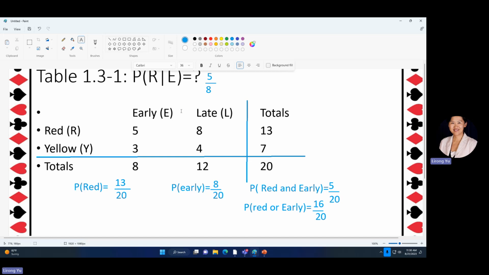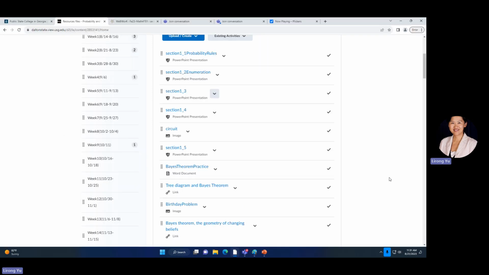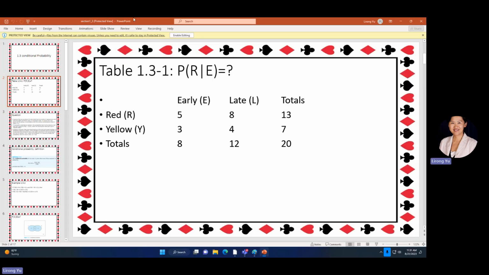Conditional probability is useful whenever you know some information already given. In this case, we know it's already early, and then you start looking inside it. Inside the early flowers, you find out what was the percentage of red. There's a difference between what part is already given, what part is a condition, and what part is the one you are calculating.